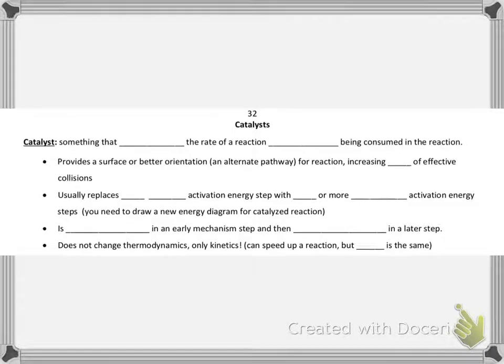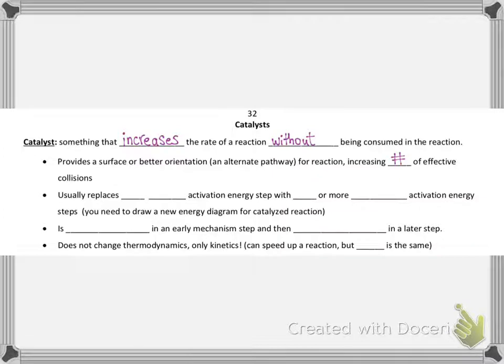Are you ready to learn about catalysts in all of their glory? A catalyst officially can be defined as something that increases the rate of a reaction without being consumed in the reaction. There are all sorts of different catalysts. Some provide a surface with a better orientation or an alternate pathway for the reaction. Basically, they increase the number of effective collisions.